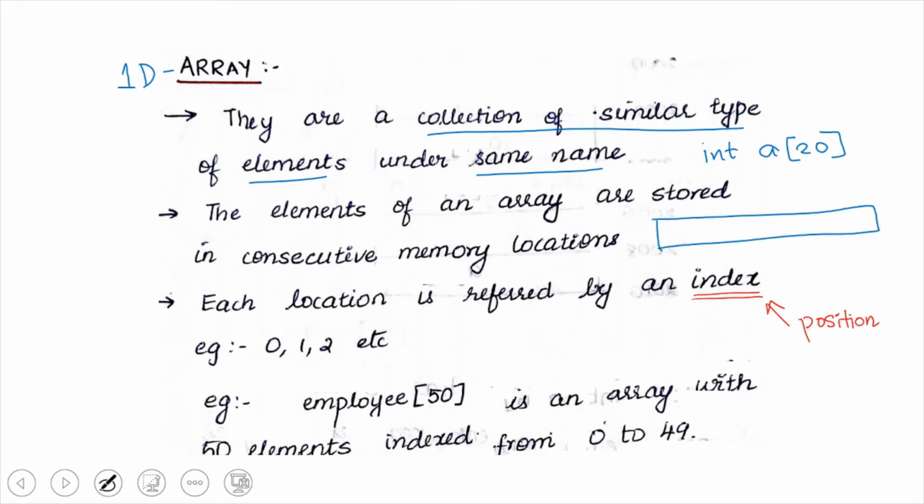These elements are stored in consecutive memory locations and their index will start from 0. The array's index, or the position, will start from 0 and it will continue up till n minus 1. So here if n is 20, then the last location will be 19. So you'll have 20 elements in total and each element will be some number which is an integer.